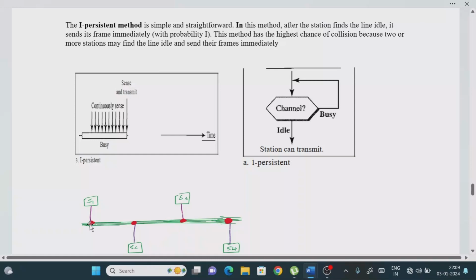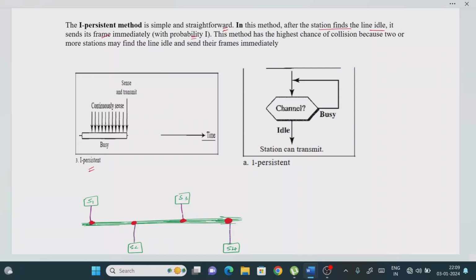We need to send at this particular point of time. Now see that this is simple and straightforward, right? So first we'll try to read the statement. In this method, after the station finds the line is idle, it sends its frame immediately with the probability of 1. So that is what we call one-persistent.